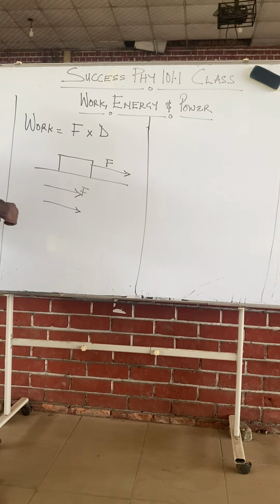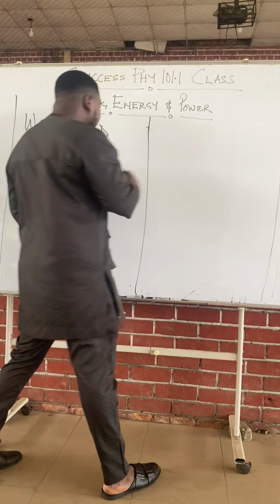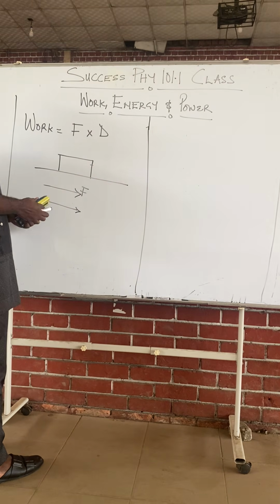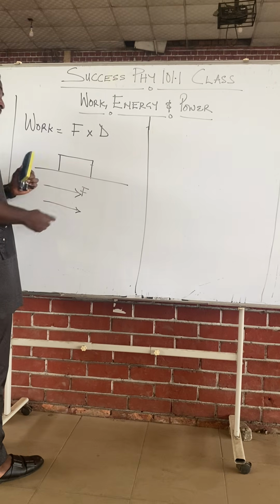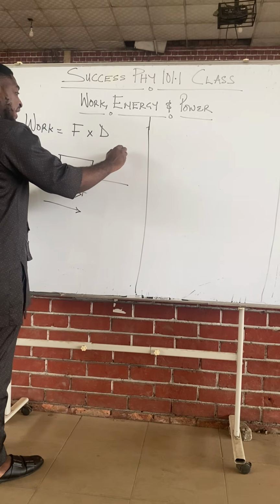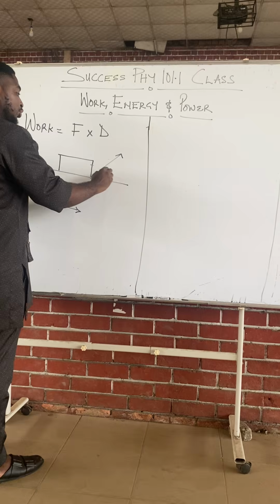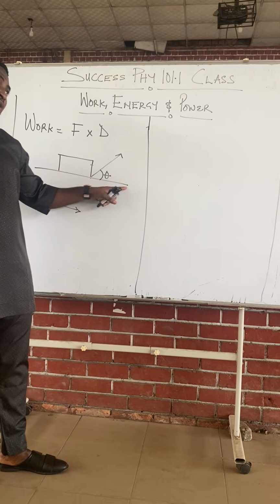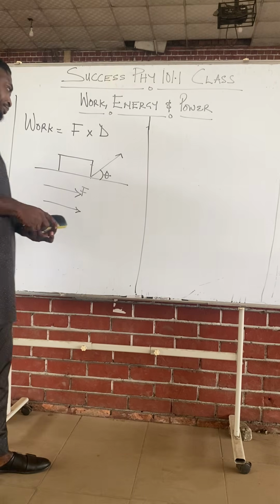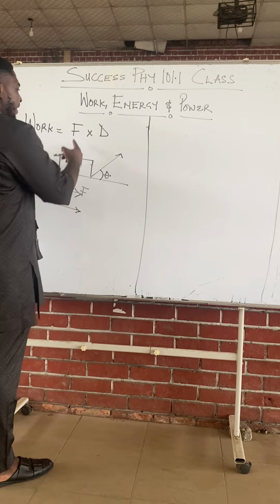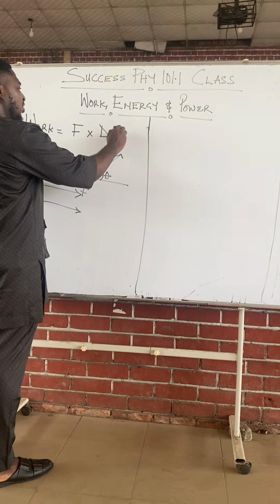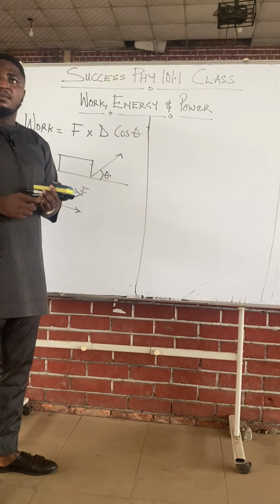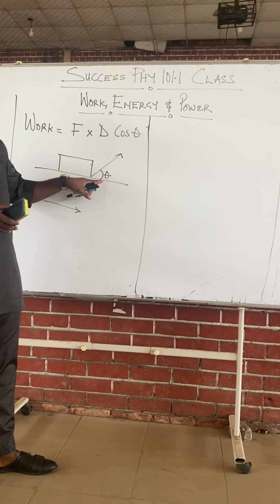But this formula could change if the force is not acting parallel to the plane like this. If the force is acting at an angle theta to the horizontal, our work done will not just be force times distance, but force times distance times cos theta.